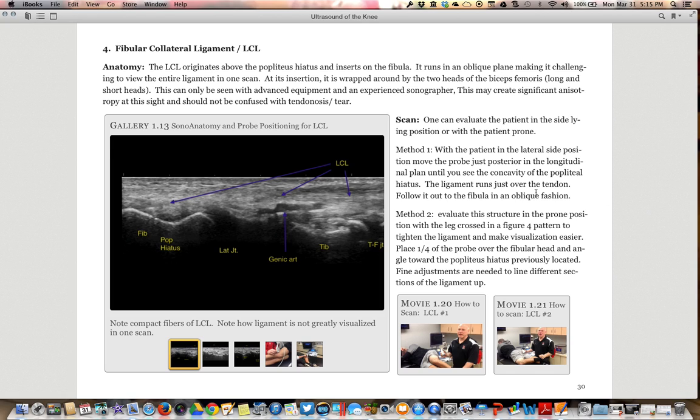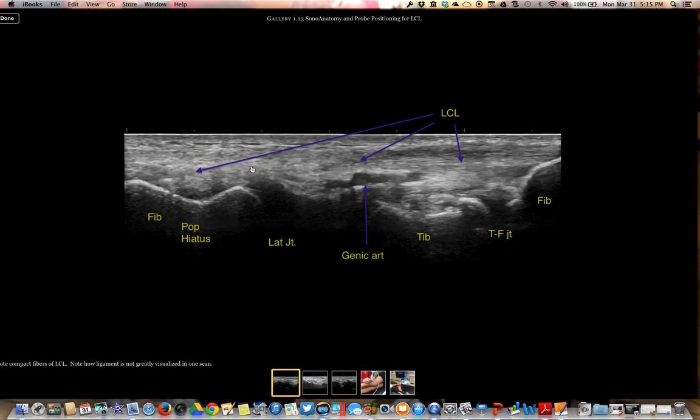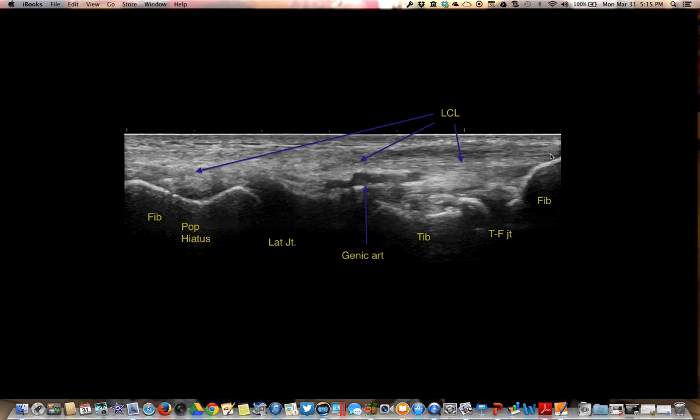Let's review the sonoanatomy. The LCL coming in here. Note that it can't be visualized all in one view. The fibula is here, so its attachment into the fibula runs in this plane here. Because it's running obliquely, we lose part of its fibers here, and this is its origin here. Popliteal hiatus, lateral genicular artery, as we saw before, tib-fib joint.